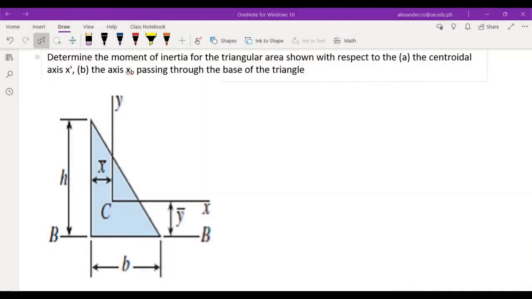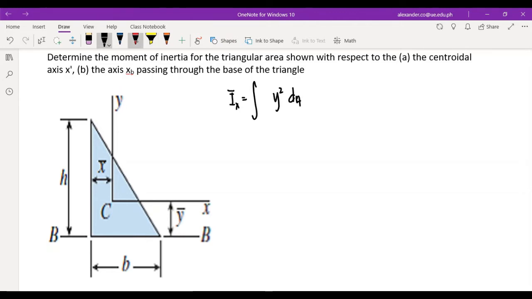So let us determine the moment of inertia for the triangular area shown with respect to A, the centroidal x-axis, and B, the x-axis still but passing through the base of the triangle. So let us solve. The equation for inertia with respect to x is simply the integral of y squared dA.